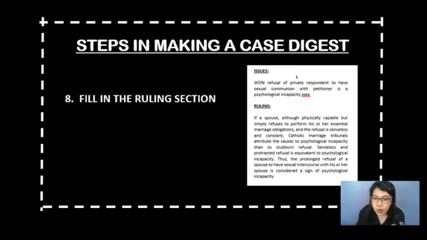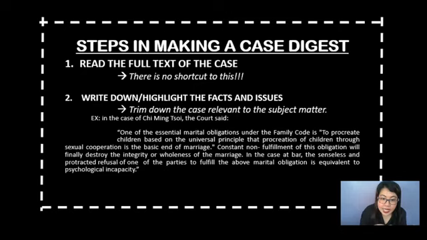So, if a spouse, although physically capable, simply refuses to perform his or her essential marriage obligations and the refusal is senseless and constant, so Catholic marriage tribunals attribute the causes to psychological incapacity rather than to stubborn refusal. Senseless and protracted refusal is equivalent to psychological incapacity. Thus, the prolonged refusal of a spouse to have sexual intercourse with his or her spouse is considered a sign of psychological incapacity. So, pwede nyo rin gamitin yung ruling na nilagay ko in the previous slide, which is this.